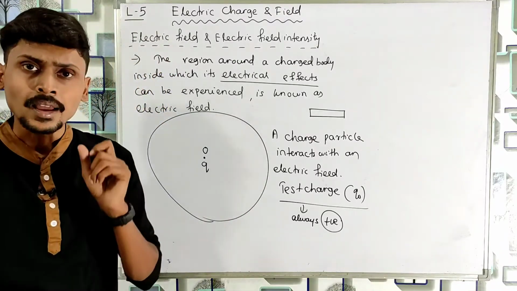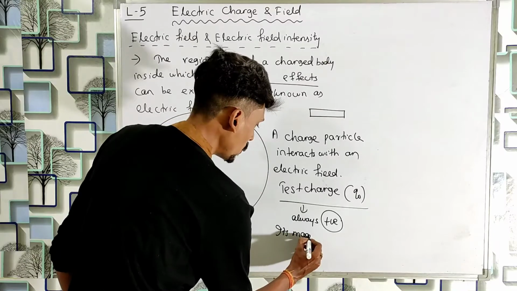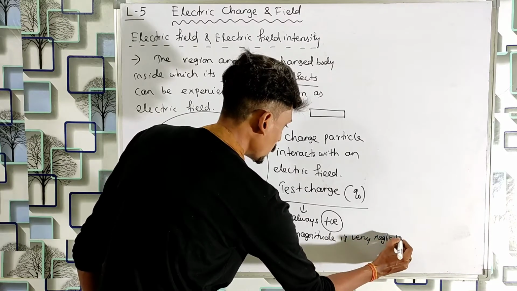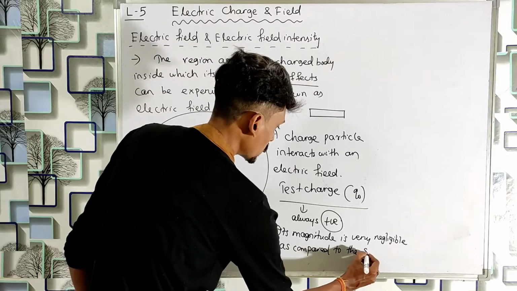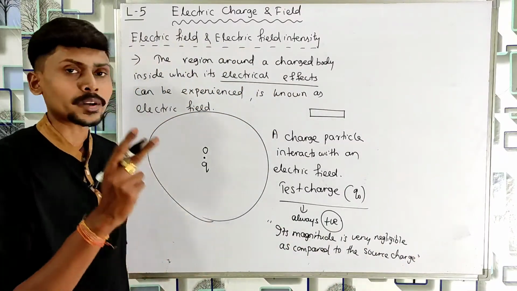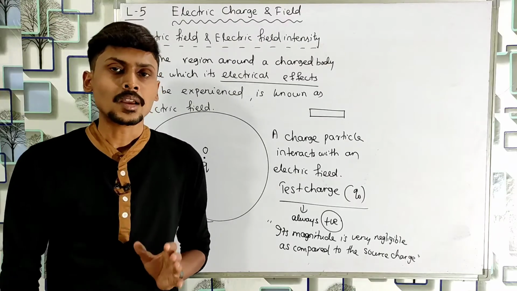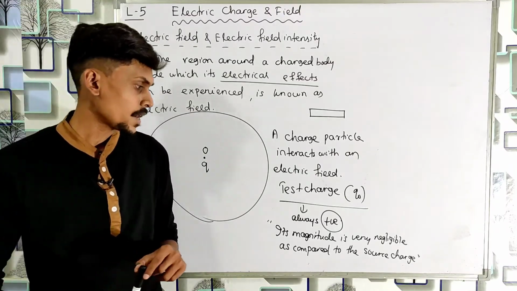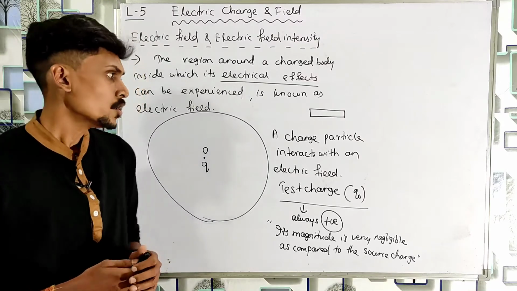Is that clear? And another important property of the test charge is its magnitude. The magnitude of the test charge is very negligible as compared to the source charge. So there are two important points about the test charge that you should remember. The first one is that the test charge is always taken to be positive. You cannot take the test charge to be negative. That is the first point. And the second point is that the magnitude of the test charge is very negligible as compared to the source charge. So what is the source charge?